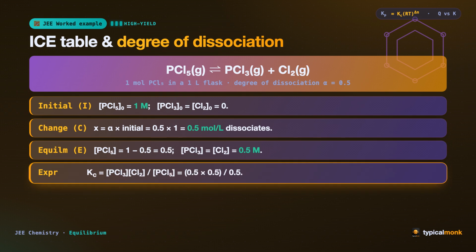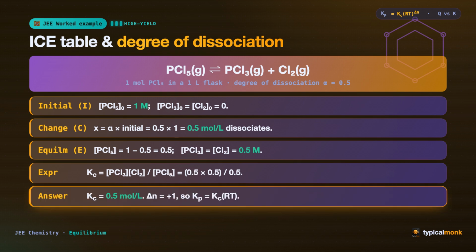Step 4. Now write the expression. Kc equals the concentration of phosphorus trichloride times the concentration of chlorine, divided by the concentration of phosphorus pentachloride. Step 5. The answer. 0.5 times 0.5 divided by 0.5 equals 0.5. So Kc equals 0.5 mole per liter. And delta n here is +1, so Kp will equal Kc times RT.